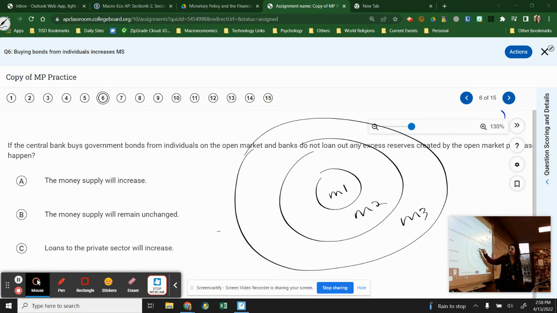M1 includes the monetary base. So in this circle is a smaller circle, and that's MB, monetary base, which is cash and coins in circulation and in bank vaults. And so because there's more money in bank vaults, it doesn't matter that Garrett doesn't loan it out. It's in the vault. In the vault is MB, and MB is in M1, and M1 is money supply, so technically it went up. So circulation wouldn't change, but the supply itself would. So if it said in circulation, it would remain unchanged? Yes. Okay.